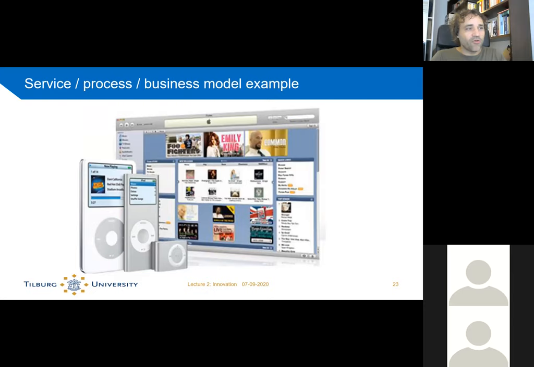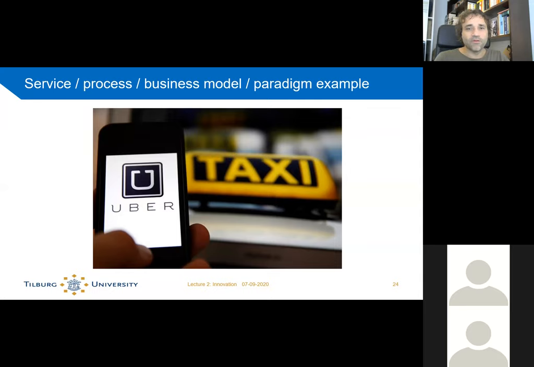But also if you look at Apple, if you look at iTunes specifically, how they started that, it's a new service. So delivering music from one online store. They're one of the first to do that. It's a new process. So you no longer had to buy CDs or download via Napster, but you could have one place where you could buy music. And it's a new business model because Apple can make money by selling the music instead of only providing the hardware and software used to play that music. And we talked about that before.